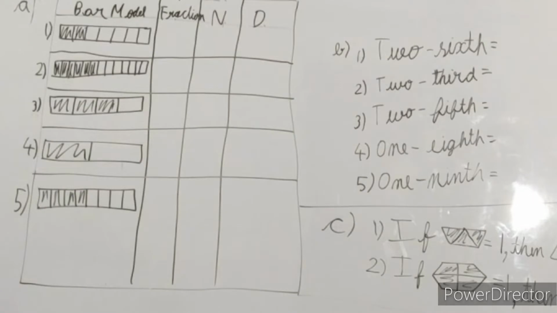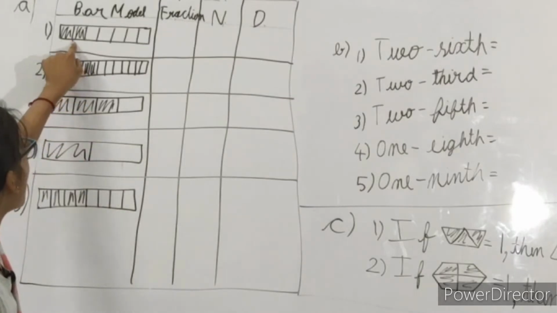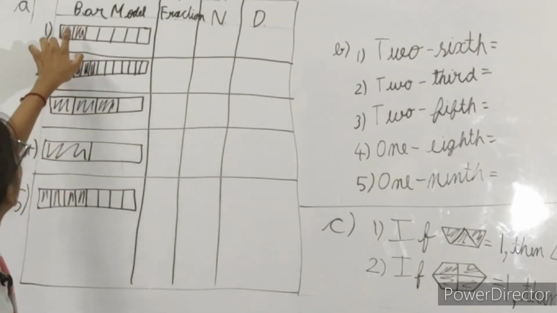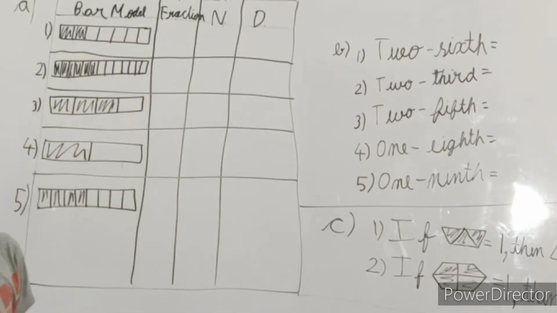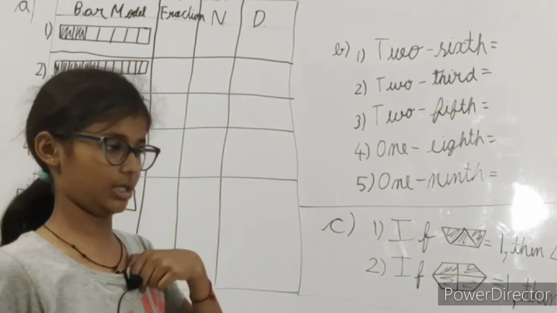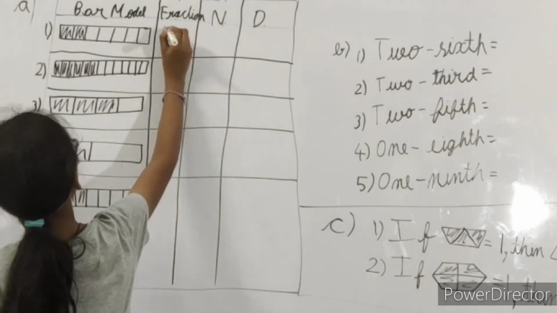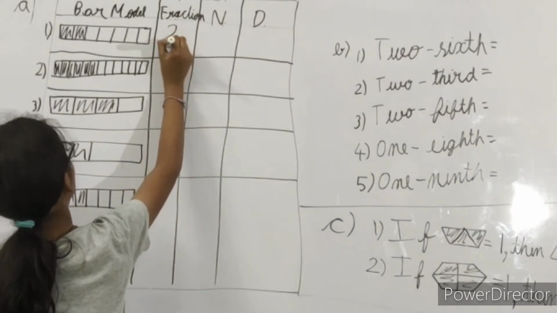As I told you, how many parts are shaded. Okay. So first you do the fraction. 1, 2, 3, 4, 5, 6, 7. 7 parts are there and 2 are shaded. Means 2 out of 7 are shaded. So how you will write is 2 out of 7 is 2 upon 7.